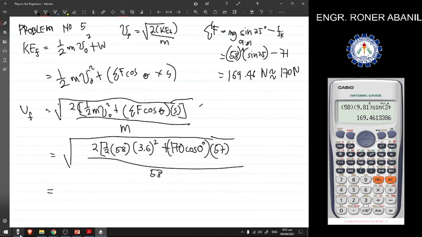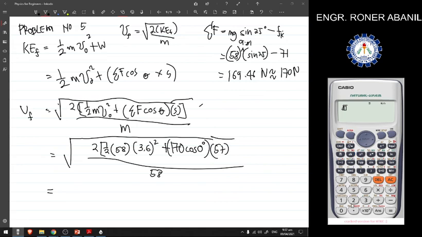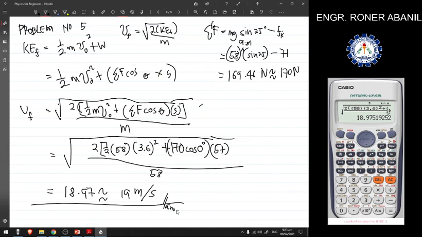Lalabas dito, calculator check. Ang lumabas sa akin dito is 18.97 or approximately 19 meters per second. This is the final answer. Yun.